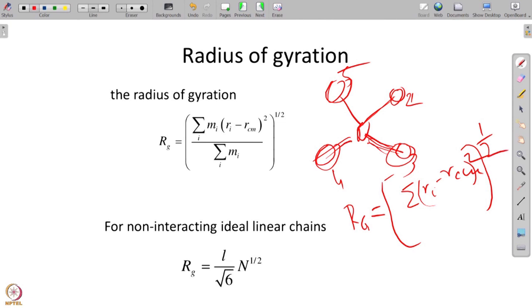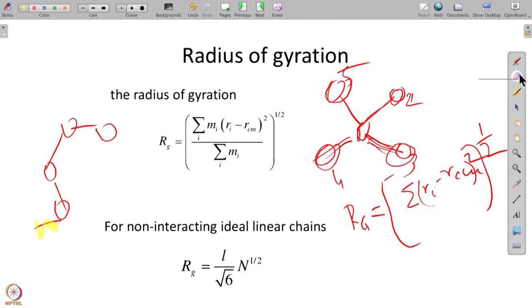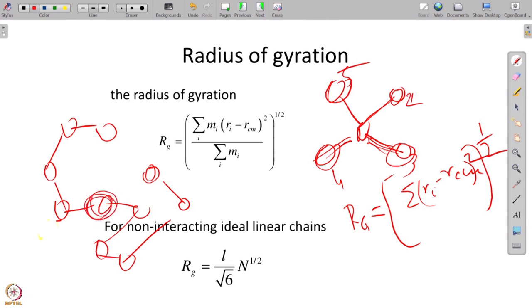So in a polymer, I can go to the center of mass of the polymer. If that is such a polymer, then I can go and find the center of mass here. Then I want to see, about the center of mass, where the other units are, just like in classical mechanics. That gives me from the center of mass how the size looks, and that is this quantity.